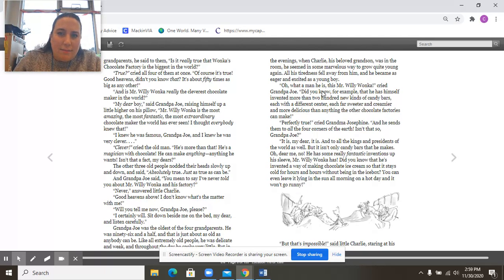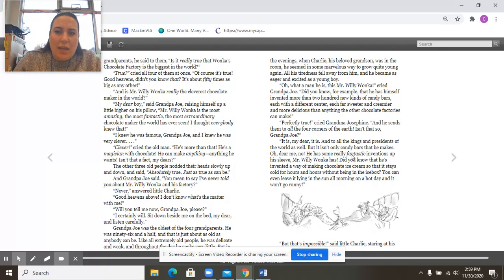"Oh, what a man he is, this Willy Wonka," cried Grandpa Joe. "Did you know, for example, that he has himself invented more than 200 new kinds of candy bars, each with a different center, each far sweeter and creamier and more delicious than anything the other chocolate factories can make?" "Perfectly true," cried Grandma Josephine. "And he sends them to all the four corners of the earth. Isn't that so, Grandpa Joe?" "It is, my dear. It is. And to all the kings and presidents of the world as well."